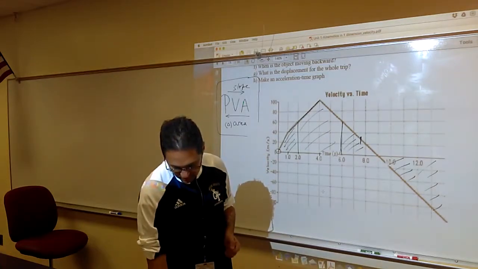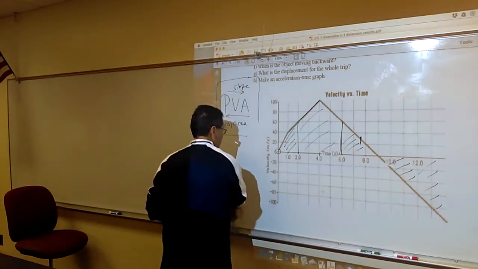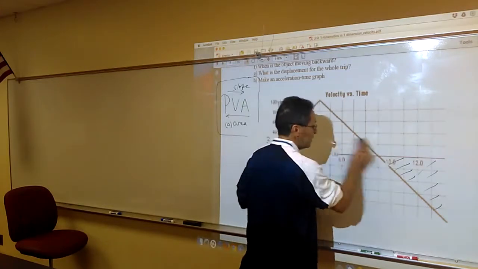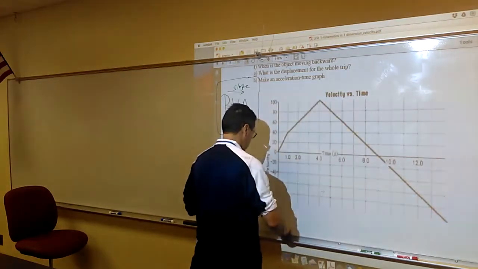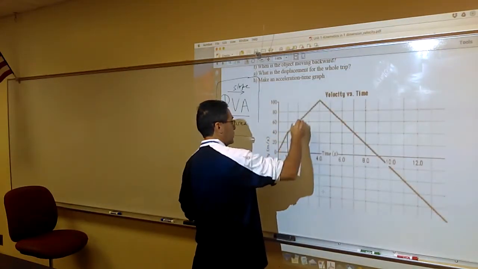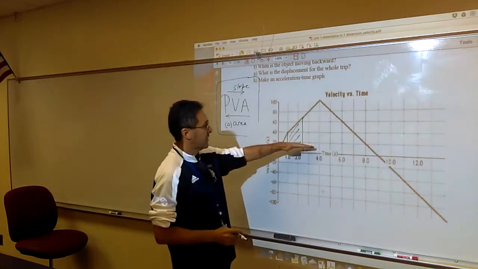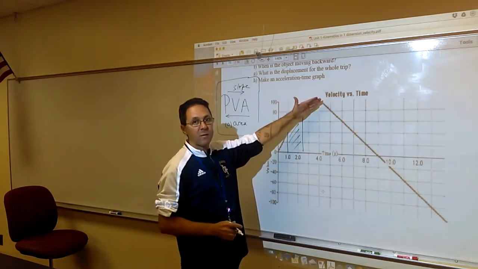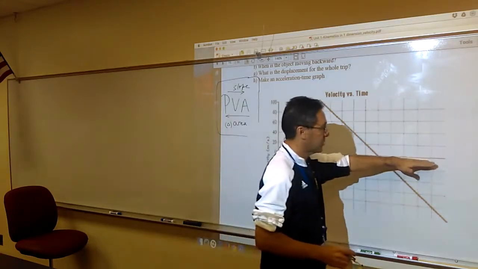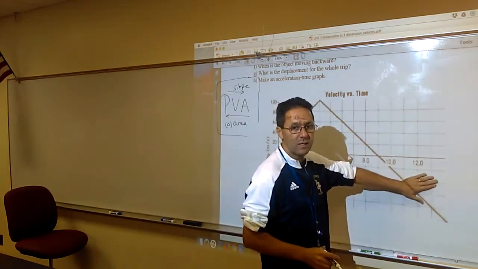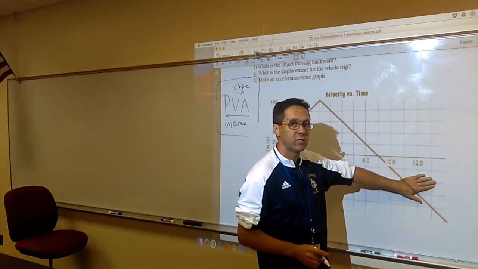What is the displacement from 1 to 2.5 seconds? Basically, you have to find the area between 1 and 2.5 seconds. You have to find this area. Just keep in mind, if you find an area that's above the time axis, it's positive. If you find something that's below, then it's negative. Because here, you're traveling in the negative direction, so your displacement is negative.